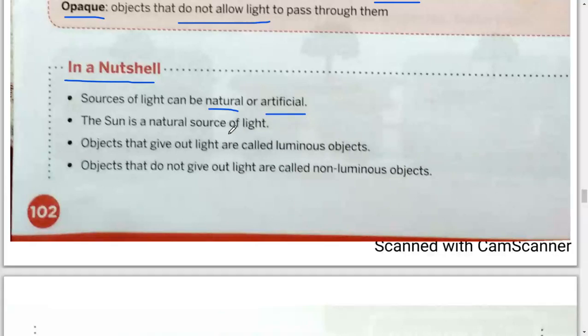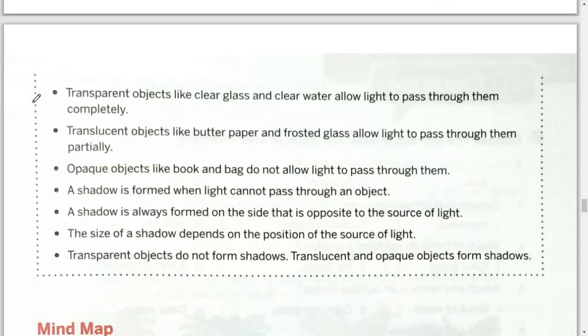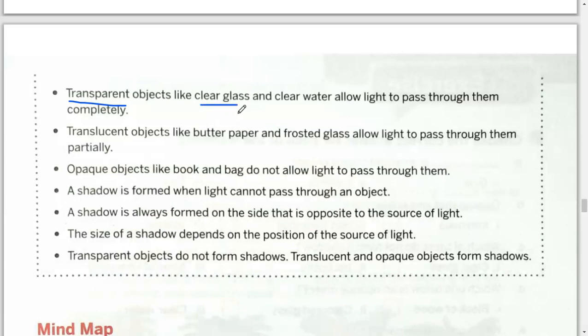The sun is a natural source of light. Objects that give out light are called luminous objects. Objects that do not give out light are called non-luminous objects. Transparent objects like clear glass and clear water allow light to pass through them completely. Translucent objects like buttered paper and frosted glass allow light to pass through them partially. Opaque objects like book and bag do not allow light to pass through them.